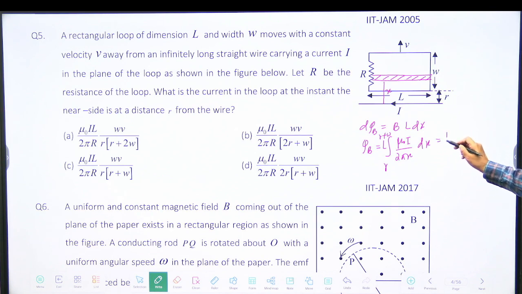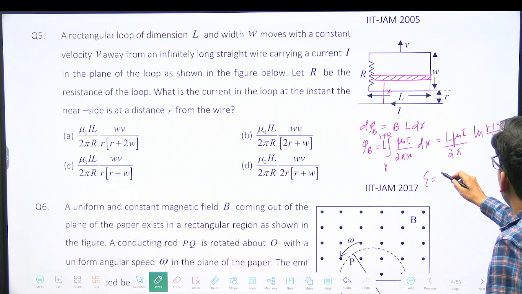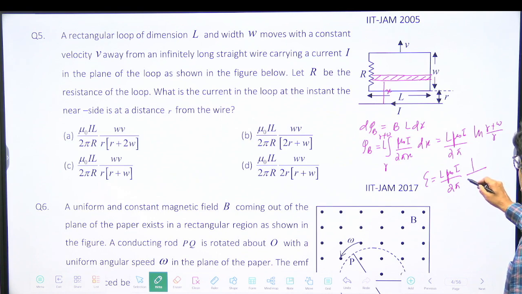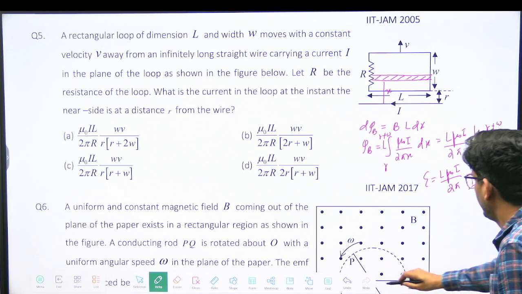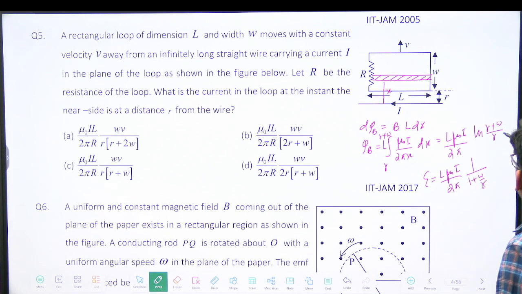So this will become L mu naught I upon 2 pi ln of (R plus W) upon R. And if I want the EMF for this one loop, then it will be L mu naught I by 2 pi, 1 upon (R plus W) upon R, or I can write it in a better way: 1 plus W by R, and the derivative of this will be 0 minus W by R square.